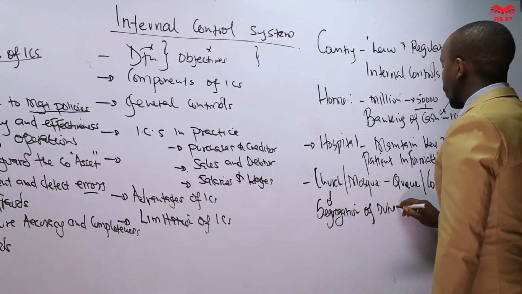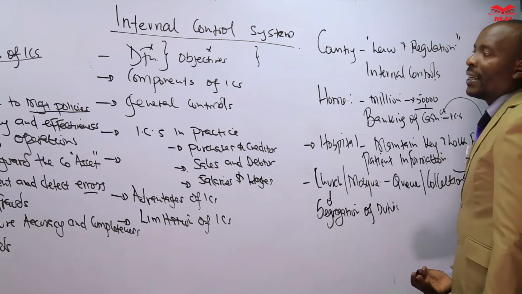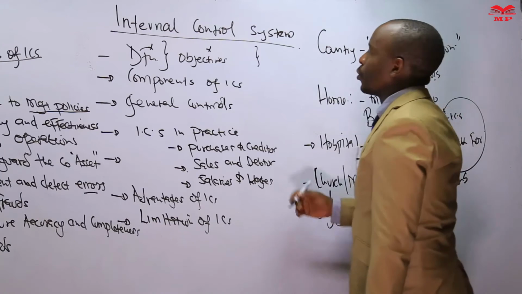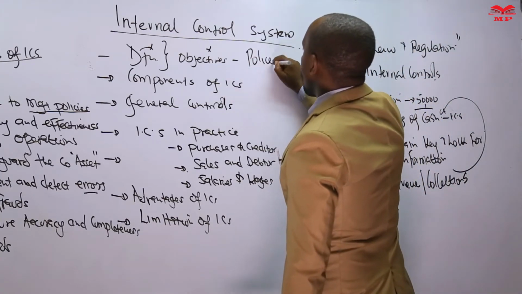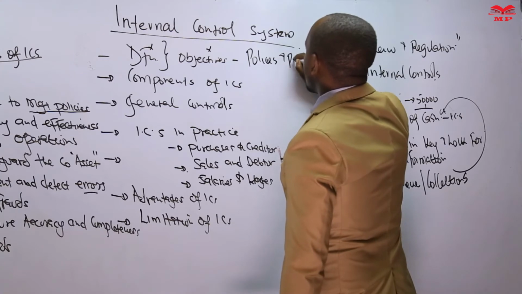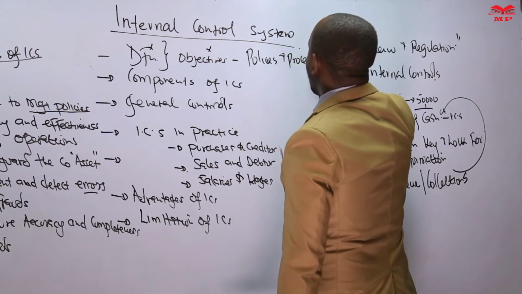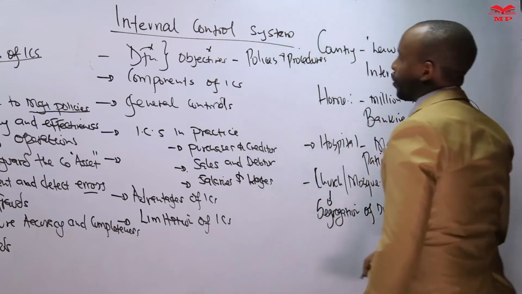That becomes part of the what? Controls. So for me, in the simplest idea, the term controls means policies and procedures. Policies and procedures established within a what? An entity by those charged with governance.